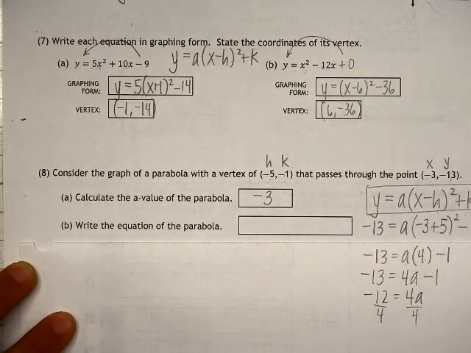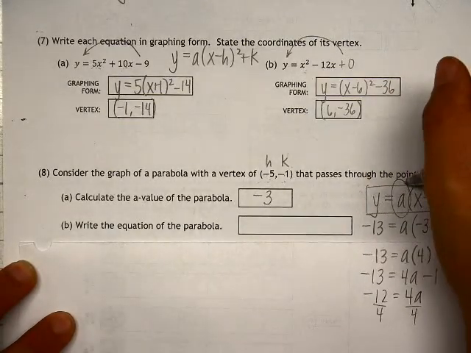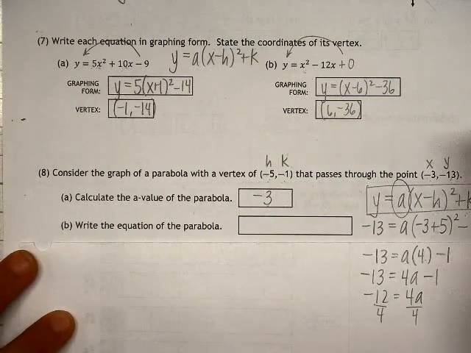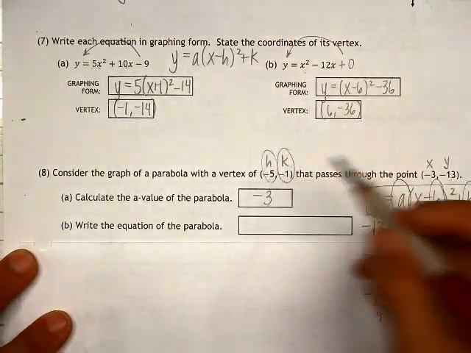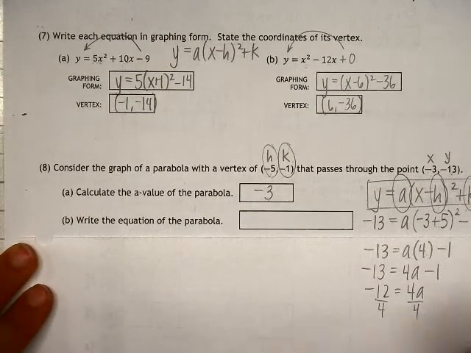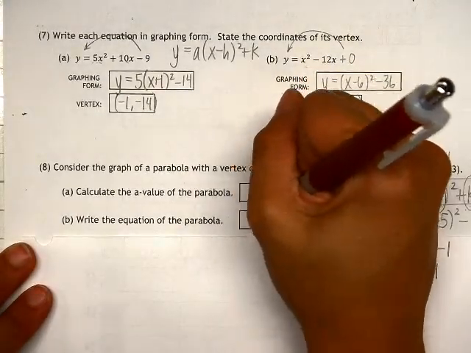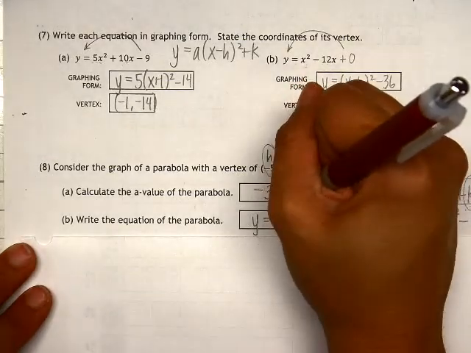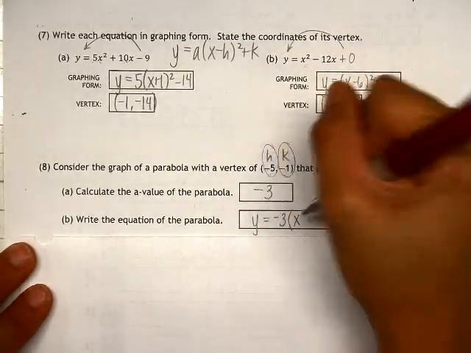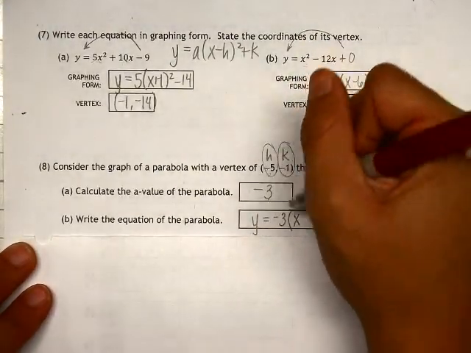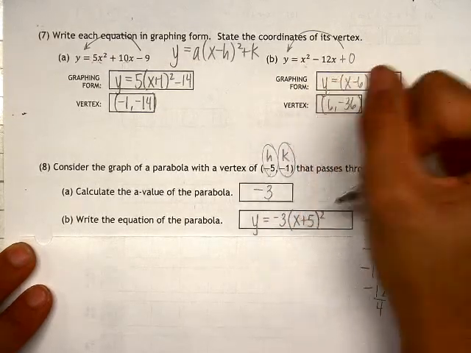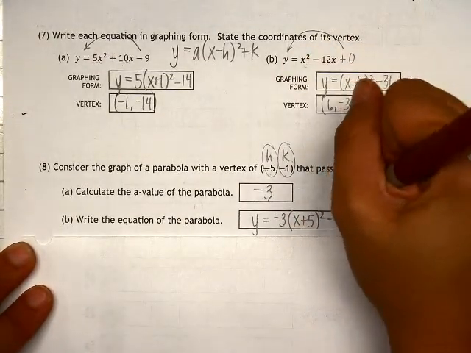I now know all the parameters that I need. I know the a value, that's now -3, and I already knew the h and the k values because those were the values that they gave me for the vertex originally. So the equation of my parabola now is y equals a, -3, (x minus h, minus -5 would be +5)², plus k, which is really -1.